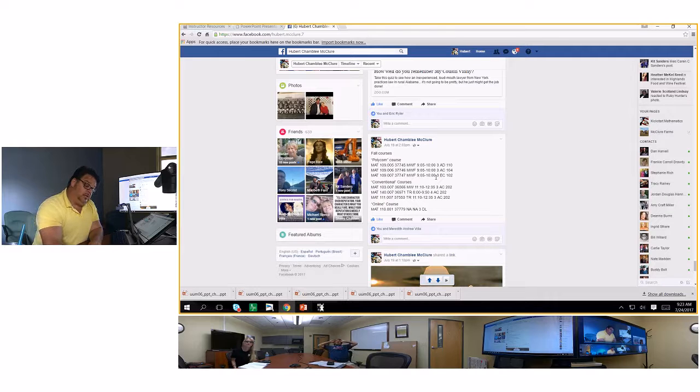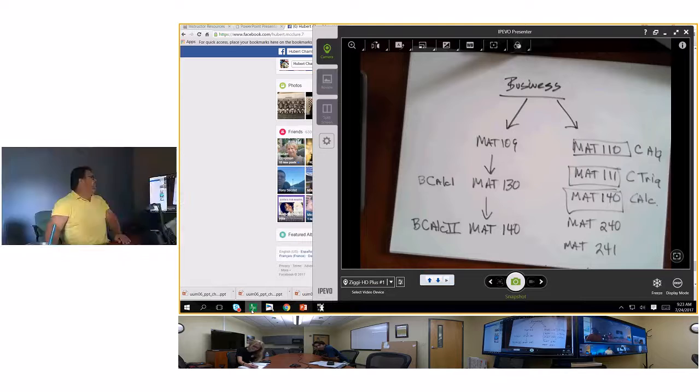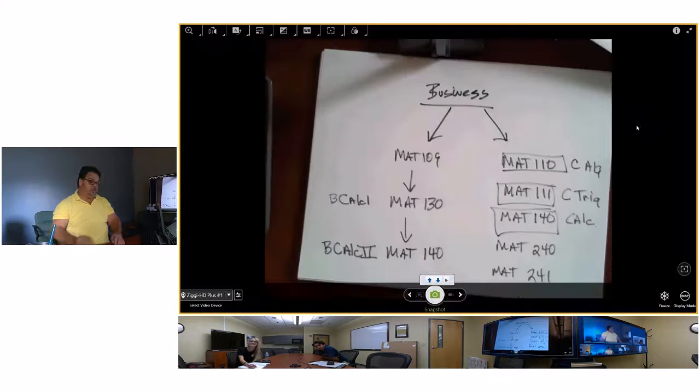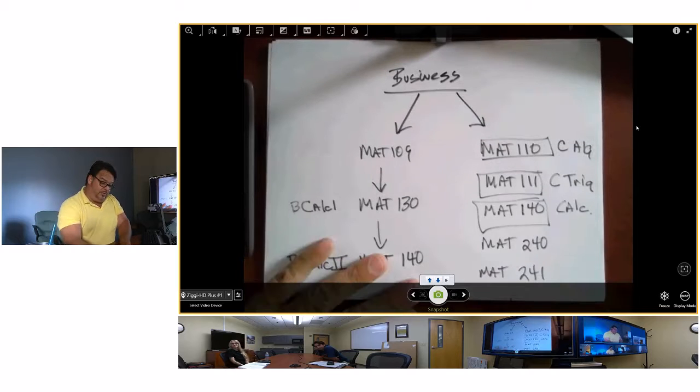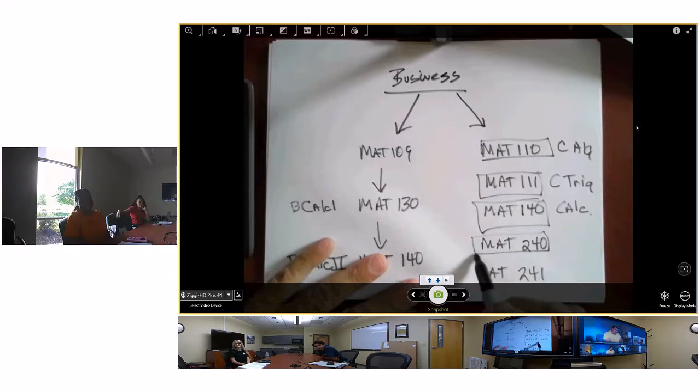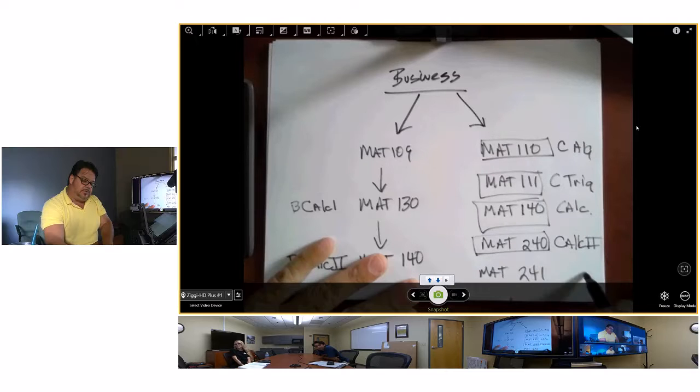Okay, this is college algebra. This is college trig. Are y'all listening to me? Calc 2 and Calc 3, but that's for engineering and science majors.